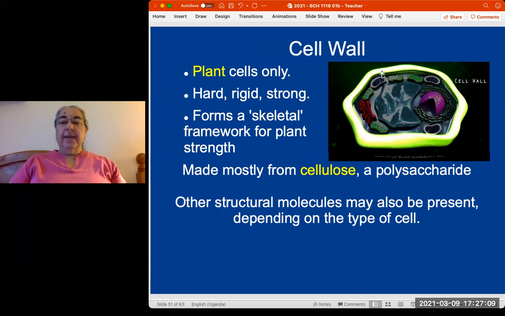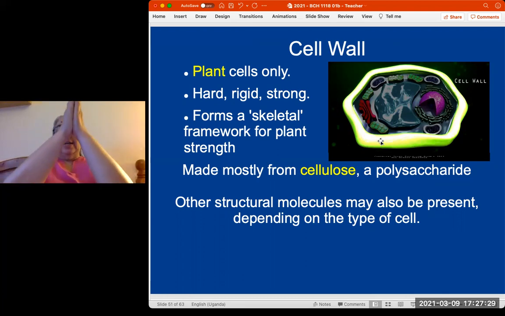So we've seen that plant cells outside their plasma membrane have a cell wall. And the cell wall is responsible for giving the strong structure to a plant. So, you know, if you walk outside, you can see plants, you can see grasses standing upright, you can see big plants like trees. And these are hard because of the cell walls that each cell has. So they can form a framework a bit like a skeleton for a plant.